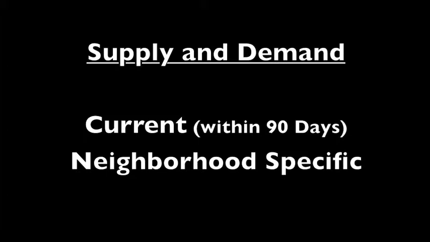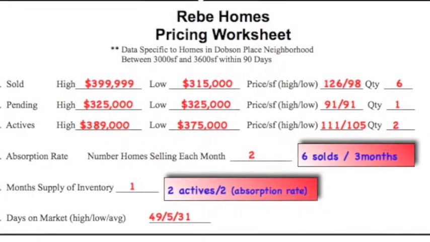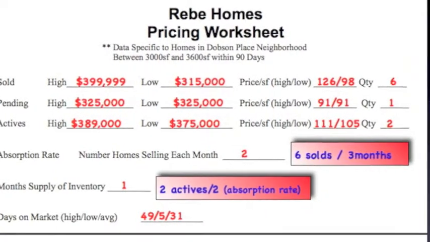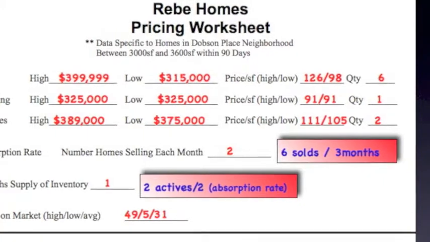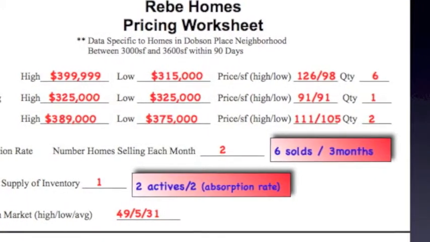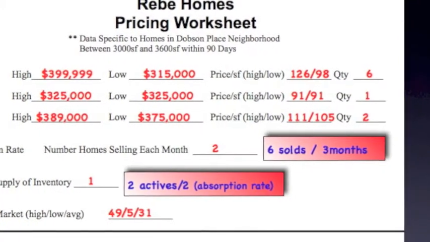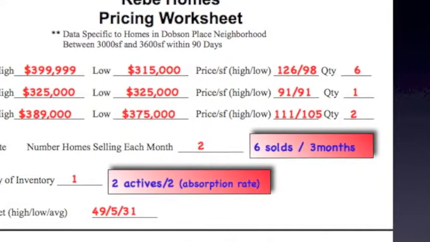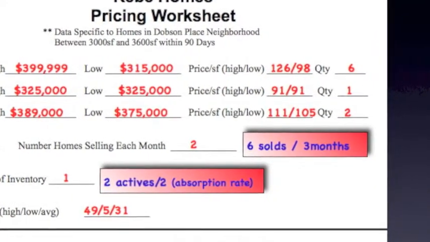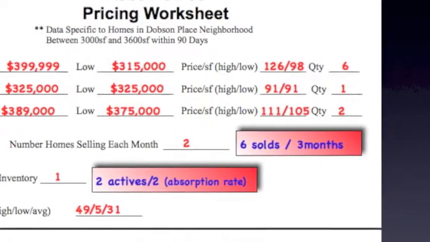Next, we need to understand the current supply and demand. To calculate the month's supply of inventory, we look at how many sold in the past 3 months, and that means that 2 like properties have sold per month. Next, we look at how many like properties are available. So divide the 2 active listings by the absorption rate of 2 per month, and we now know there is a 1-month supply of inventory.